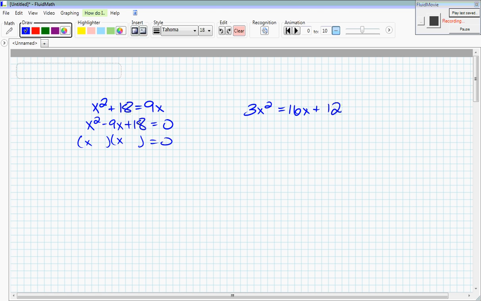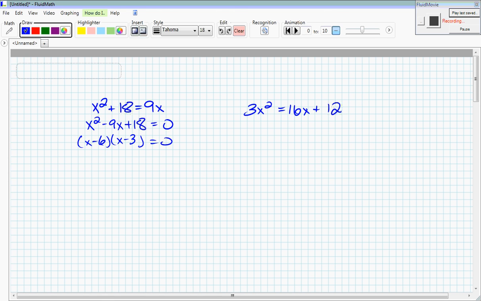Now we're looking for a combination of numbers that multiplied together gives us 18 and when added together gives us negative 9. Now we know they're both going to have to be negative, because a negative times a negative is a positive, a negative plus a negative is a negative. In this case, it's going to be 6 and 3, or 3 and 6. So now we have that x minus 6 times x minus 3 equals 0.